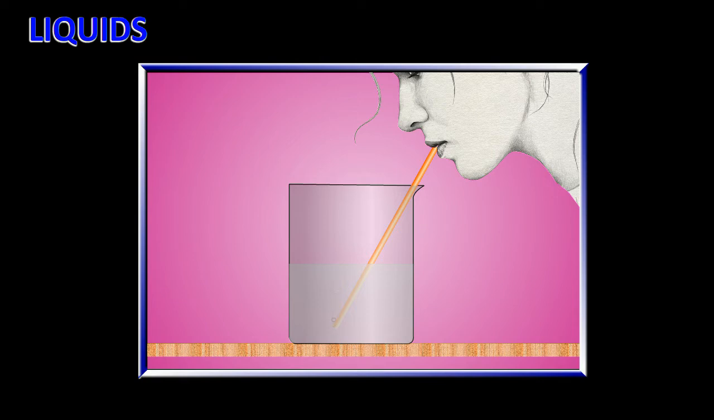Remember that pure distilled water is neutral. That means it is neither acidic nor alkaline. When we blow carbon dioxide in it, the water becomes acidic due to formation of carbonic acid.